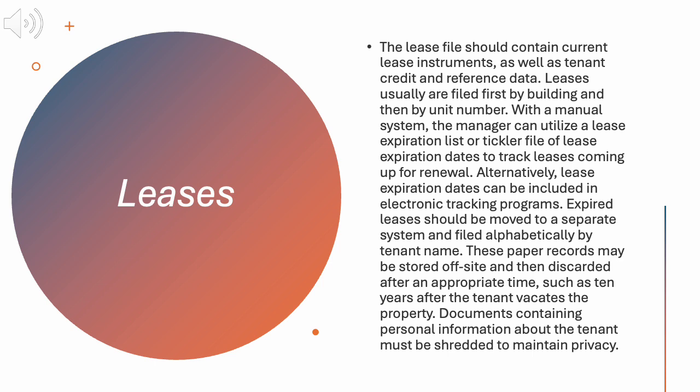Expired leases should be moved to a separate system and filed alphabetically by tenant name. These paper records may be stored off-site and then discarded after an appropriate time, such as 10 years after the tenant vacates the property. Documents containing personal information about the tenant must be shredded to maintain privacy.